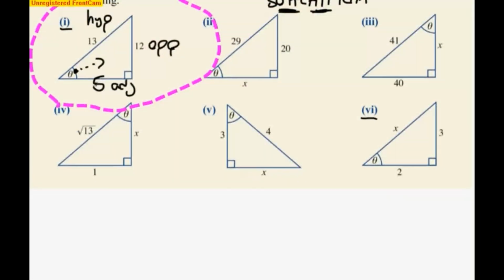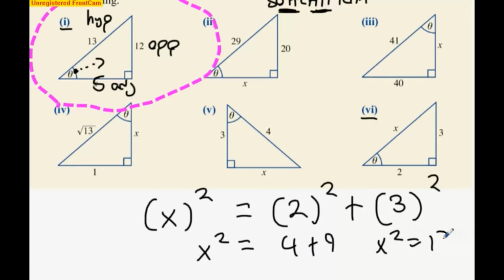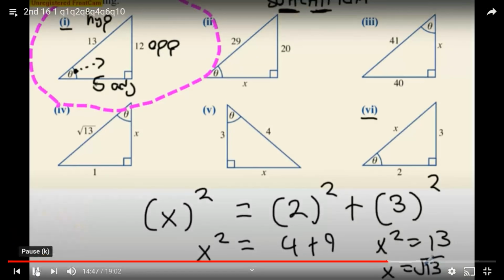Okay, next thing we have is part 6. So we're going to do part 6 this time, where x is the longest side in the triangle. So we're going to say x squared, which is the hypotenuse squared using Pythagoras Theorem, equals the two smaller sides squared and added together, which is 2 squared and 3 squared. X squared equals 4 plus 9, which is 13. X must equal the square root of 13. Now we know what the hypotenuse of this triangle is.